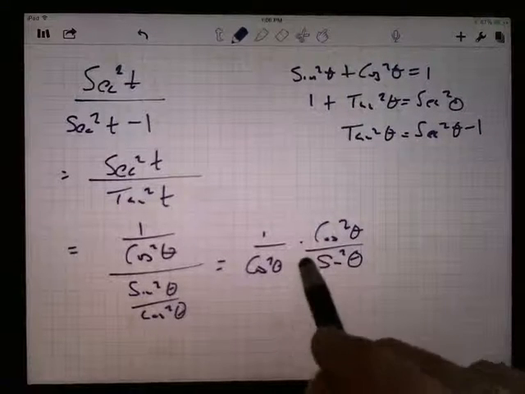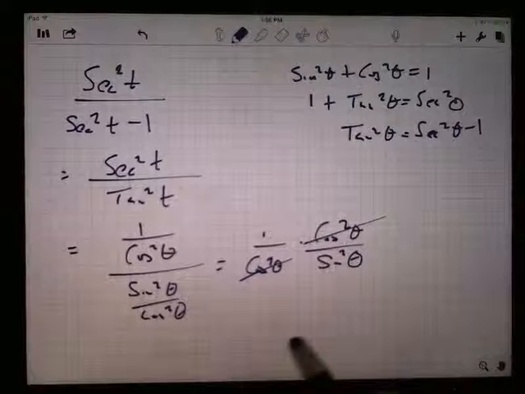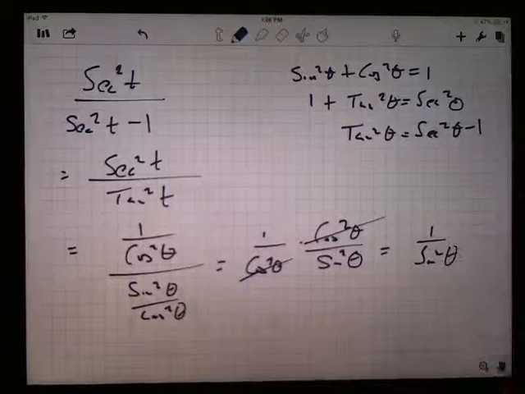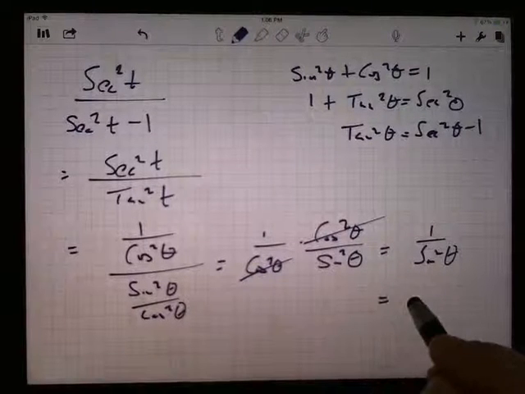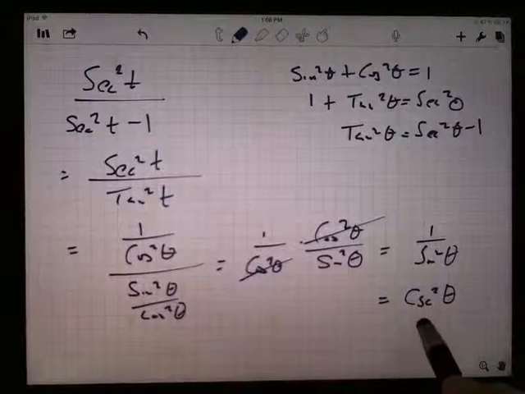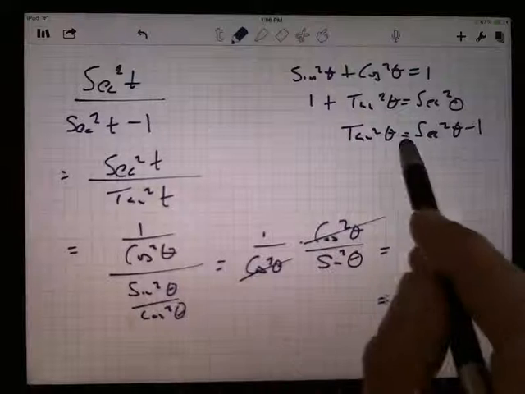Right. And then everything's multiplication here now. So I'm multiplying and dividing by cosine squared. They cancel out. I've got 1 over sine squared theta. But we know that the reciprocal of the sine is the cosecant. Right. So cosecant squared theta is what we're looking for. So that's one way of doing it if you recognize this identity.